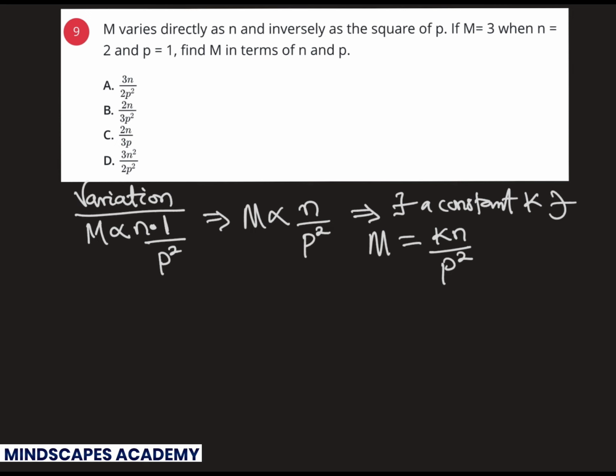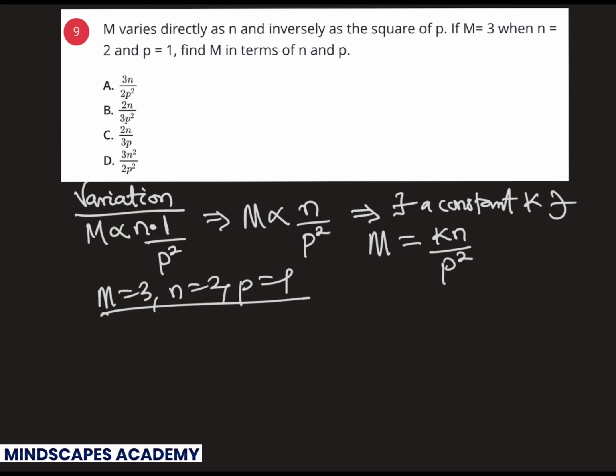Now, we're asked to find M in terms of N and P. If you see the options, we always have N and P. So we are not finding N, we are not finding P. That shows we are finding K. We want to know that constant. We are given M, N and P, so all we need is to find K. Now, how do we find K? You can insert your given values immediately, or you can make K the subject of the formula.